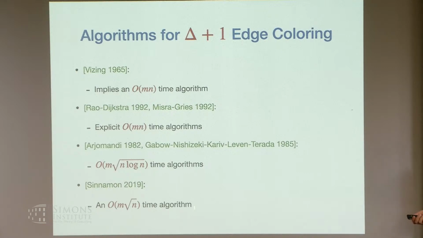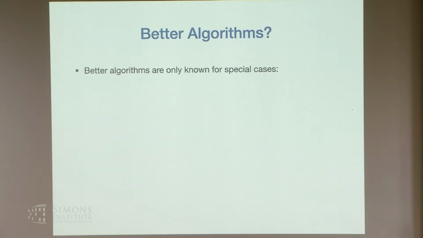And if you've seen this m root n bound, it sounds familiar with a bunch of other bounds for graph algorithms that you've seen from, let's say, this era. So are there better algorithms? We actually don't know. The only better algorithms we know are for special cases. 2 delta minus 1 coloring, the greedy corollary, you can do in m log delta time. It's actually a good exercise. It's not trivial to do this.